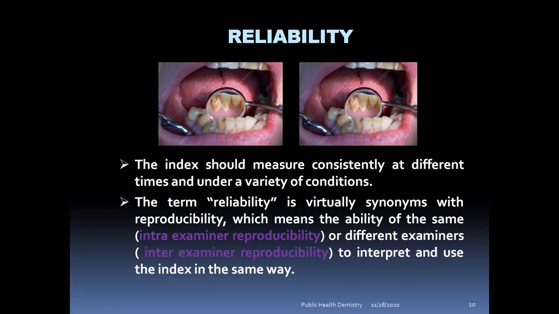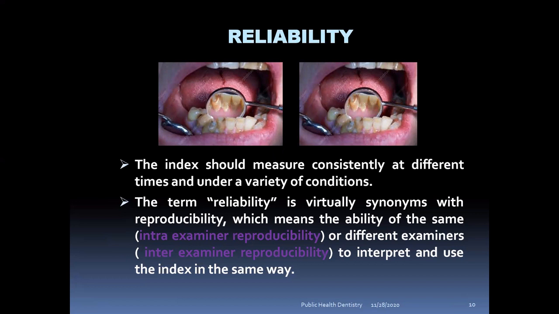Okay, I'm talking about intra-examiner reproducibility right now. That simply states that whenever I am taking the indices, either in the morning, afternoon, or evening, the outcome is the same, right? The DMFT score is the same. That is intra-examiner reproducibility. That means whenever, at whatever point of time I'm taking the indices, I get the same values.